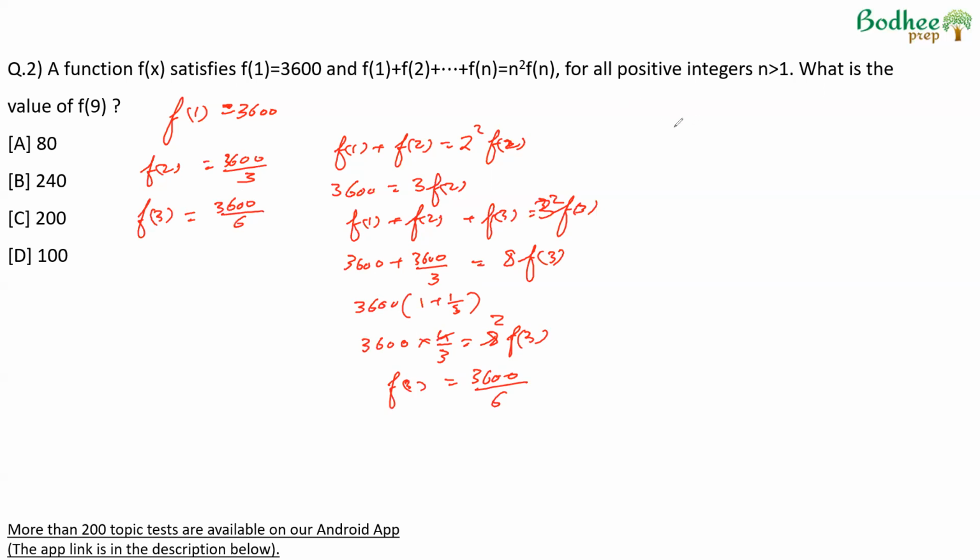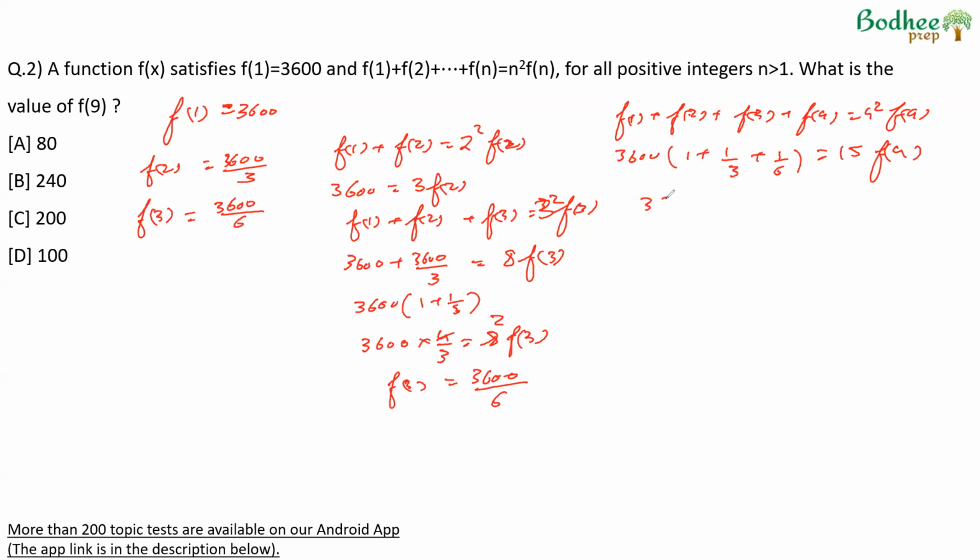I'll just look for one term to be sure in the end. f(1) + f(2) + f(3) + f(4) is equal to 4² f(4), which will be 3600 into f(1) is 1, f(2) is 1/3, f(3) is 1/6, 16 minus 1, 15 f(4).